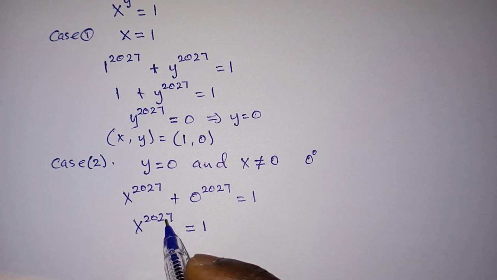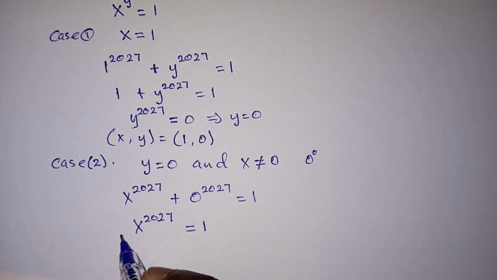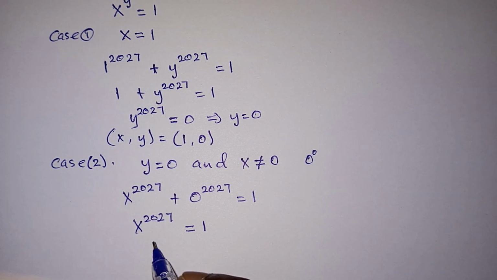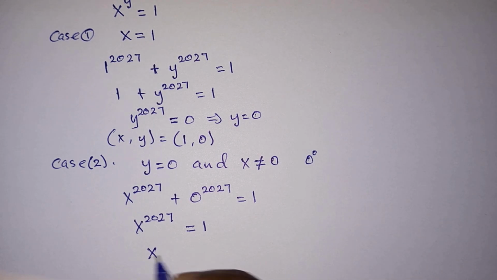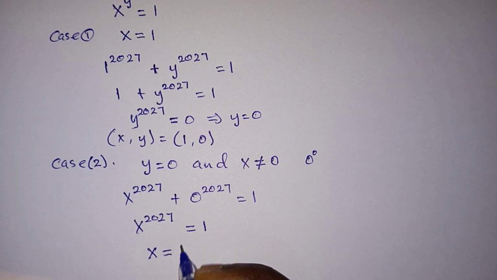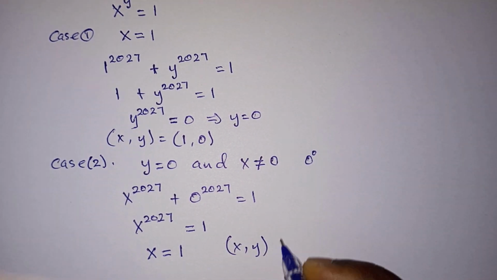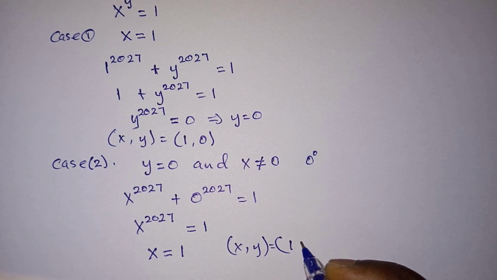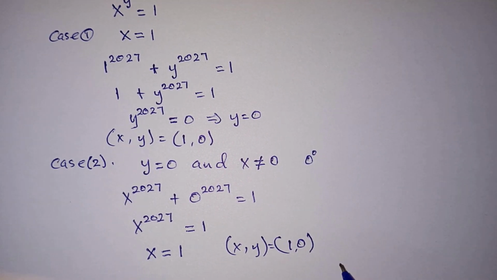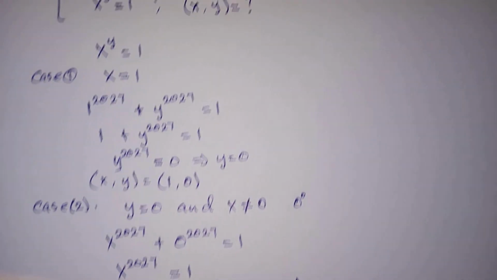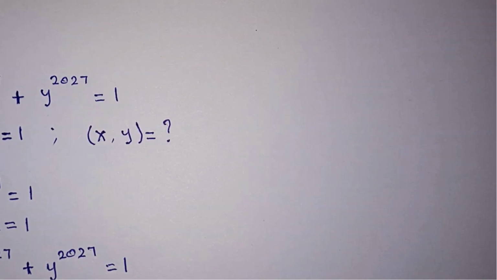Since the power is an odd number, it means if we take 27th root on each side of the equation, we will end up getting only one solution, right? So it means that x is equal to positive 1. So the values of x and y here is also 1, 0, right? Then we will consider the last case, which is case 3.